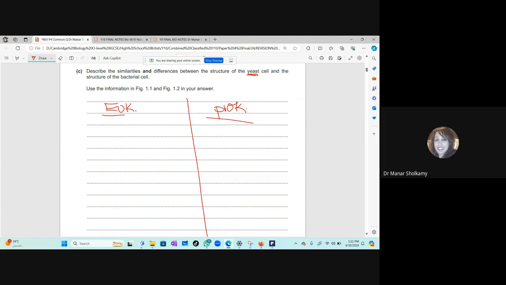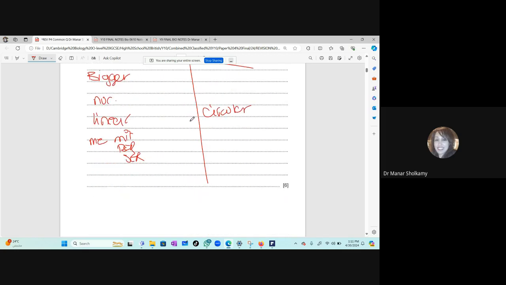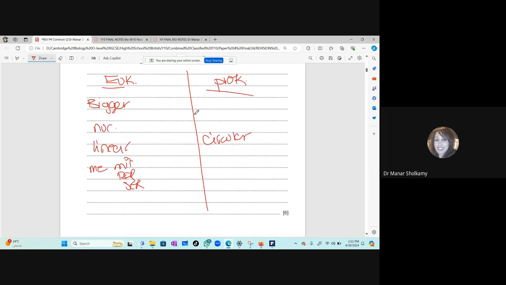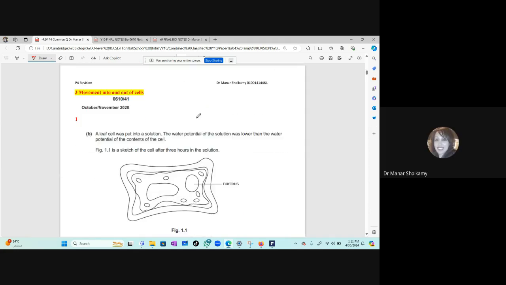Quickly, which is bigger? Eukaryote. Which has a nucleus? Eukaryote. Which has circular DNA? Prokaryote. Yes, correct. And the eukaryote has linear DNA. Now, you tell me, what are other differences? All the membrane-bound organelles: it has mitochondria, rough endoplasmic reticulum, smooth endoplasmic reticulum. Which has ribosomes? Both, yes. Very good. I'm trying to confuse you. Which has plasmids, eukaryote or prokaryote? Prokaryote. Very good.